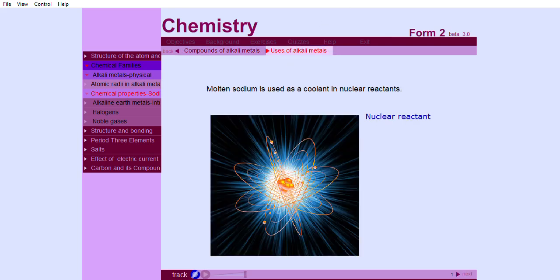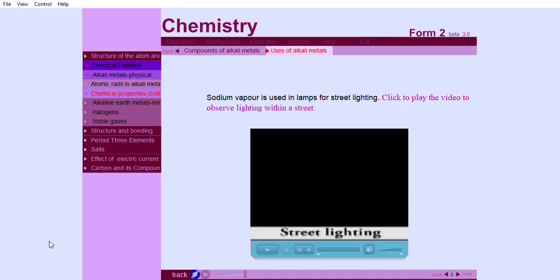Molten sodium is used as a coolant in nuclear reactors. Sodium vapor is used in lamps for street lighting.